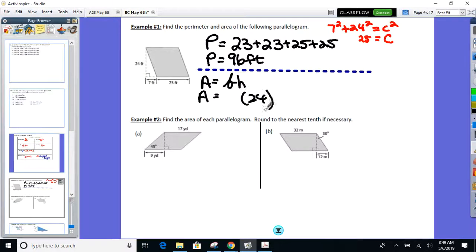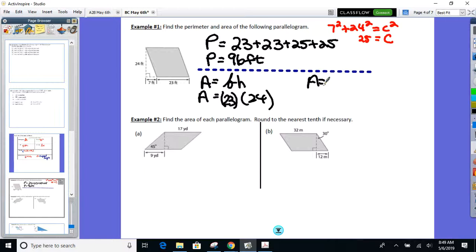Do I have any issues there before I get to the base? The height is always drawn to the base. So what base am I going to use here? Watch your wording here. It's got to be an actual side of the parallelogram. The base has to be an actual side in the parallelogram. So I'm not going to use 7. I'm going to use 23. The height is drawn to the base, and the base is always a side.